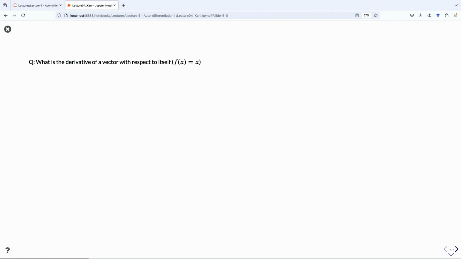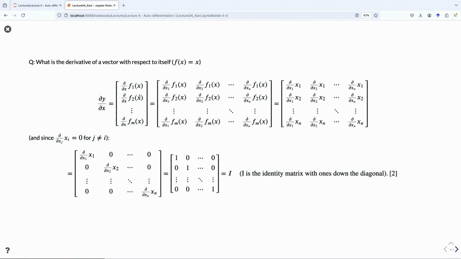All right, so a couple little minor ones. What is the derivative of a vector with respect to itself? So supposing the function f of x is equal to x, and we want to know what is df of x with respect to dx. What should that be? If the function is very simple. Yep, Dominic. From the last slide, we're showing this is the identity matrix. Yeah, exactly. Should just be an identity matrix.